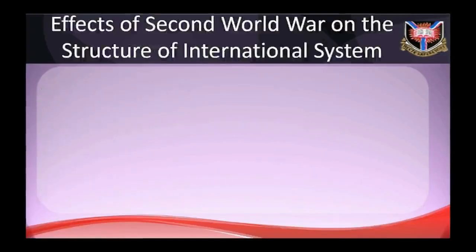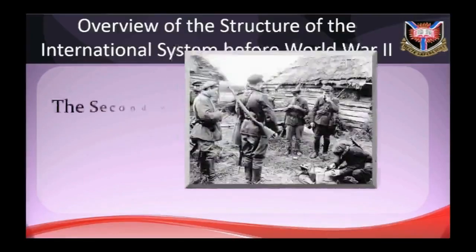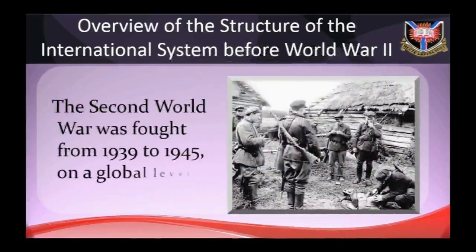Overview of the structure of the international system before the Second World War. The Second World War was fought from 1939 to 1945 on a global level. Here, structure means the mode of arrangement of the component parts of units of a system. The international system, from the earlier discussion, is a collection of independent states that exist and interact with some regularity and understanding.